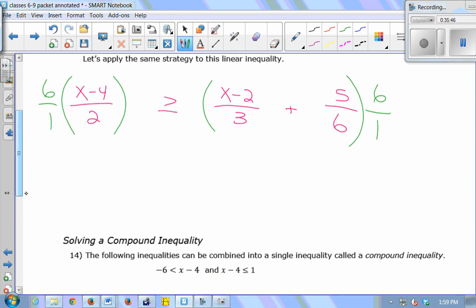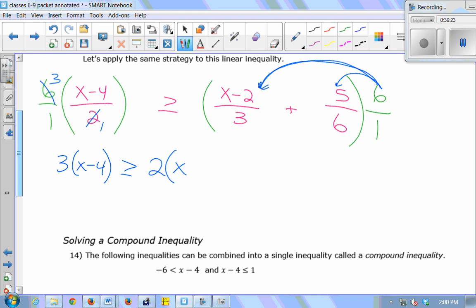All right, so if I have 6 times x minus 4 over 2, the 6 over the 2 can reduce to a 3, right? You say, okay, well, 2 goes into 2 once, and 2 goes into 6 3 times. So this becomes 3 times x minus 4, greater than or equal to. All right, so then I have to distribute this 6 to both terms in parentheses. And when I multiply 6 times x minus 2 over 3, the 6 over the 3 reduces to 2. So this becomes 2 times x minus 2.